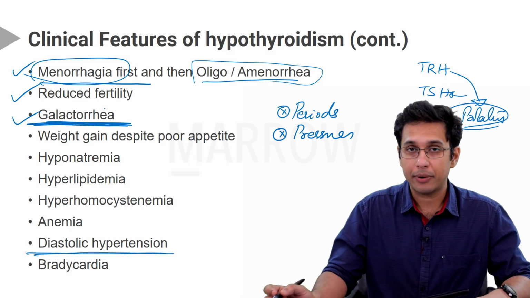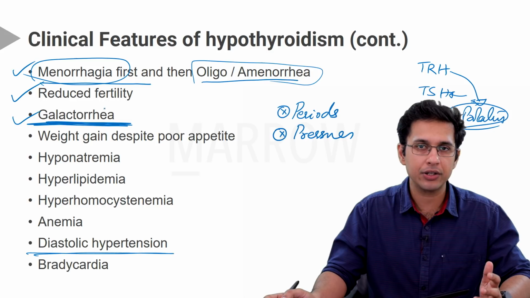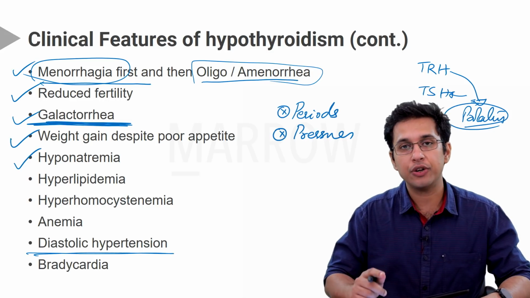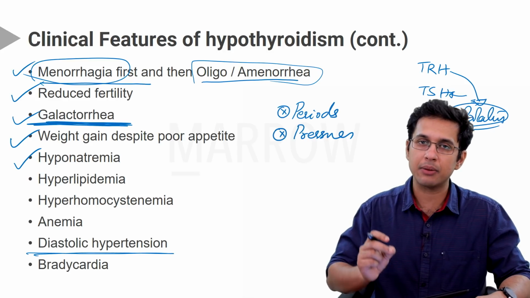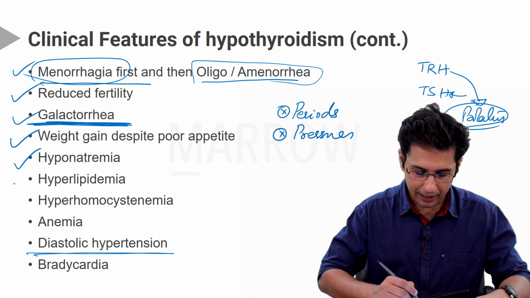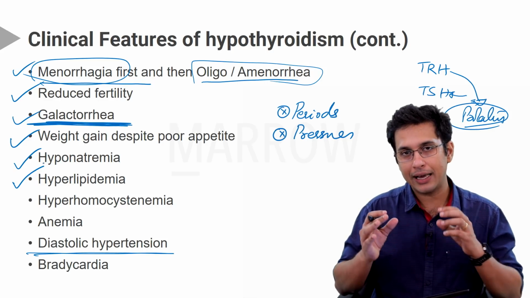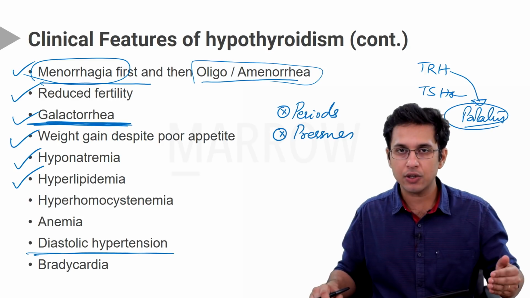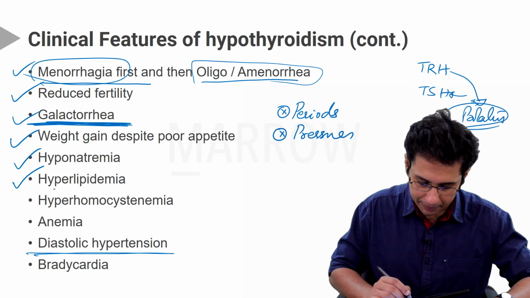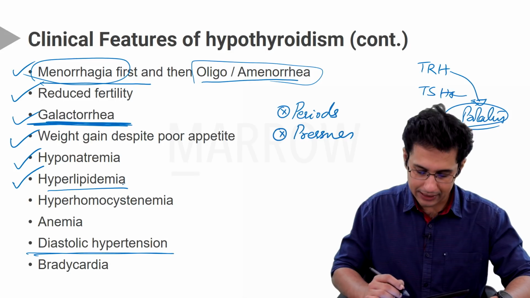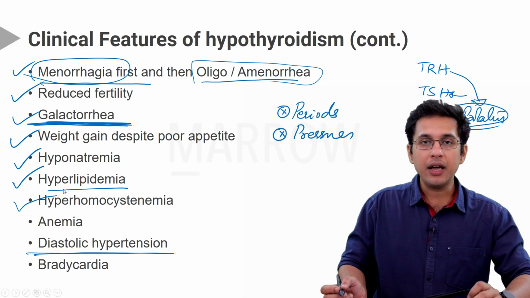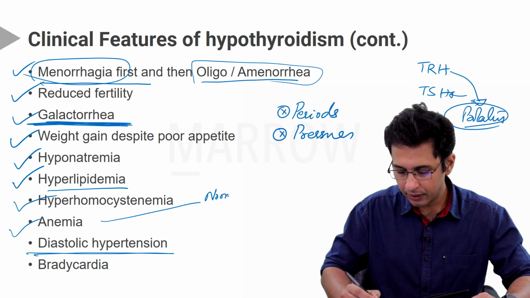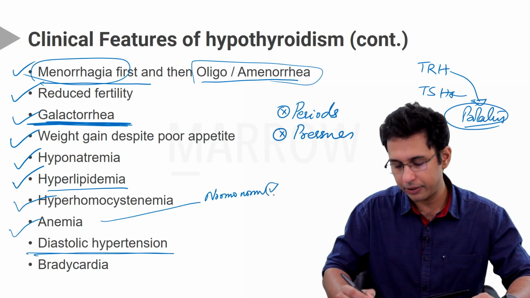Weight gain despite poor appetite. Okay, patient is not eating much, but the patient is gaining weight. Hyponatremia, mostly dilutional hyponatremia, is the characteristic metabolic abnormality. Hyperlipidemia. See, thyroid hormone helps the clearance of the cholesterol metabolites and the products. So, when there is low thyroid hormone, hyperlipidemia is the end result, as well as hyperhomocysteinemia. Anemia. Typically normocytic, normochromic can be there.